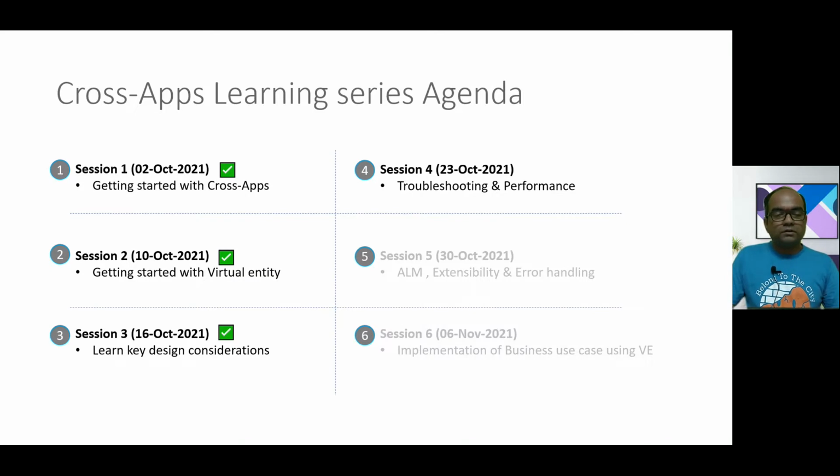So just a quick recap. We started with the basics of dual write and virtual tables or entities, and how they are helping to resolve the complex challenges of data unification as well as the unified experience for the end customer. In the last week's session, we talked about key design considerations while working with the cross apps. And today we are going to talk in more detail about troubleshooting, a couple of scenarios around troubleshooting, and the performance guidelines.